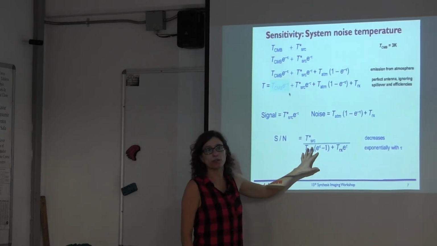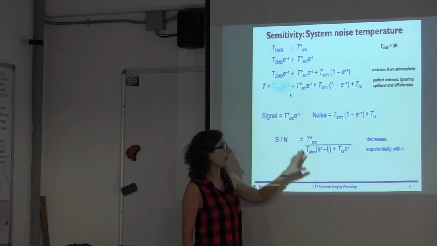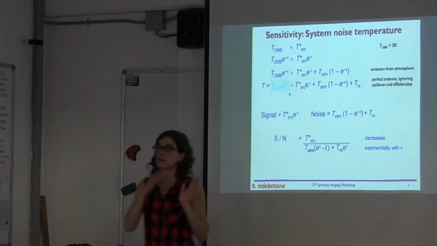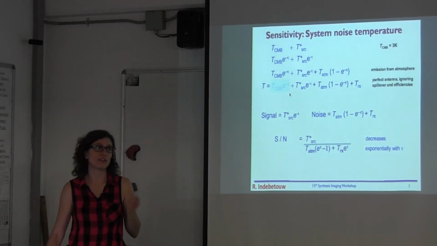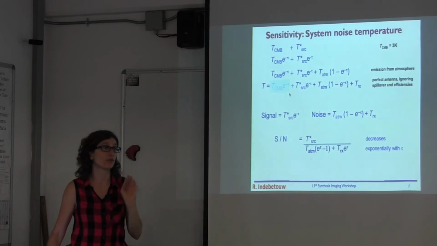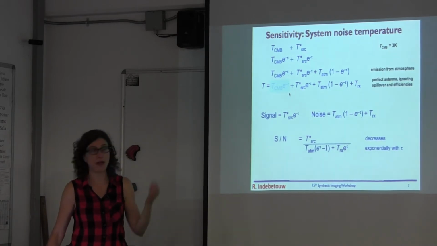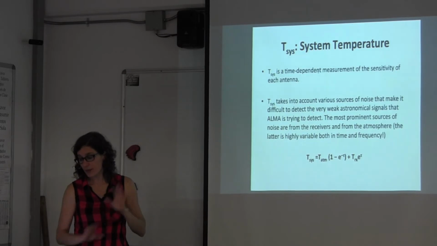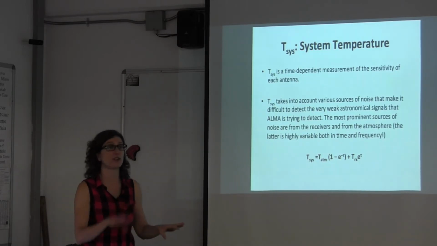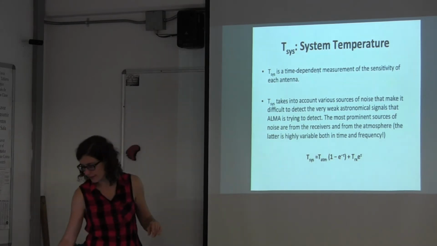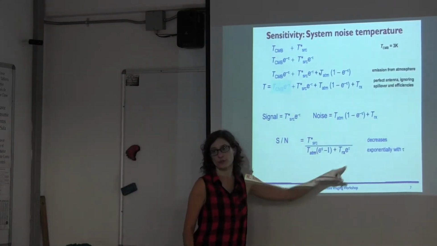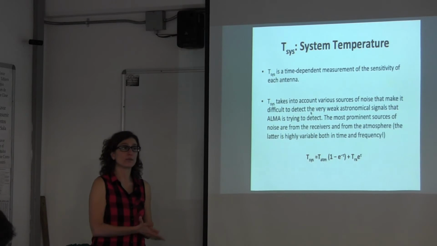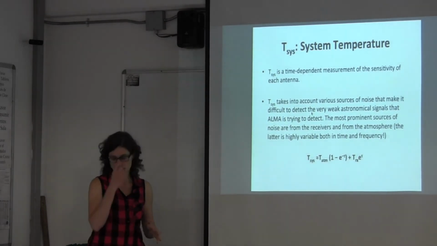For ALMA, they figured out a way to measure this, and then we divide the visibilities that we are observing by this factor. So there is a constant monitoring of the system temperature of the antennas of ALMA, and we divide by that. The system temperature is a time-dependent measurement of the sensitivity of each antenna. We are trying to measure this contribution all the time. It takes into account the atmosphere noise and attenuation and the receiver noise.